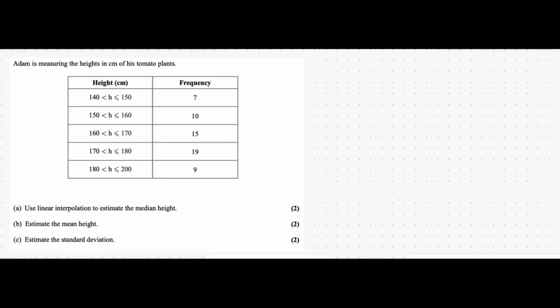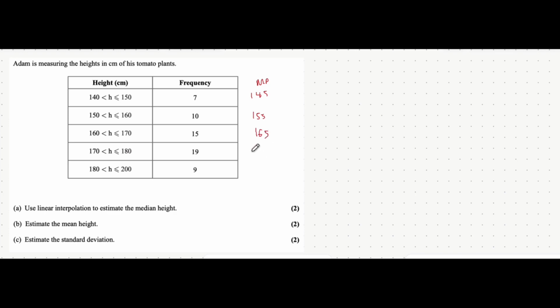In this video, we're going to have a look at finding the median, mean, and standard deviation of grouped frequency data. So the biggest tip I'd give is always start by drawing your own column of midpoint values. So in this case, the midpoint between 140 and 150 is 145. The midpoint between 150 and 160 is 155. And then I'll just fill in the rest.